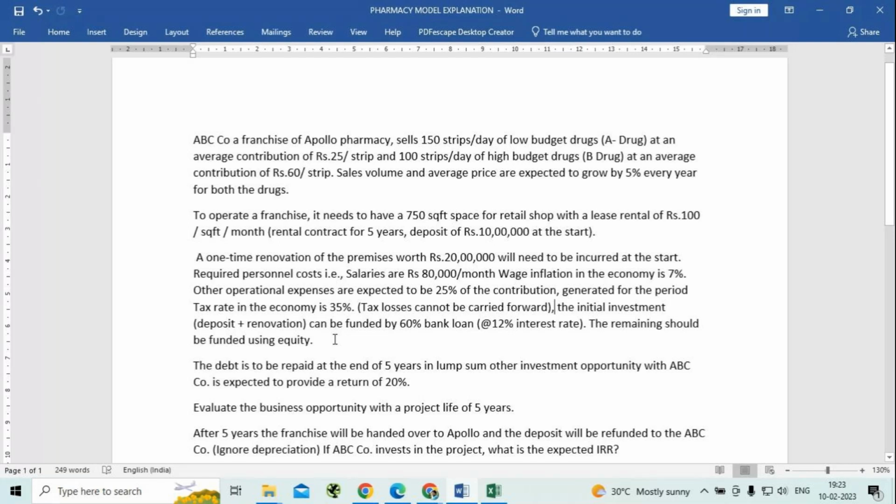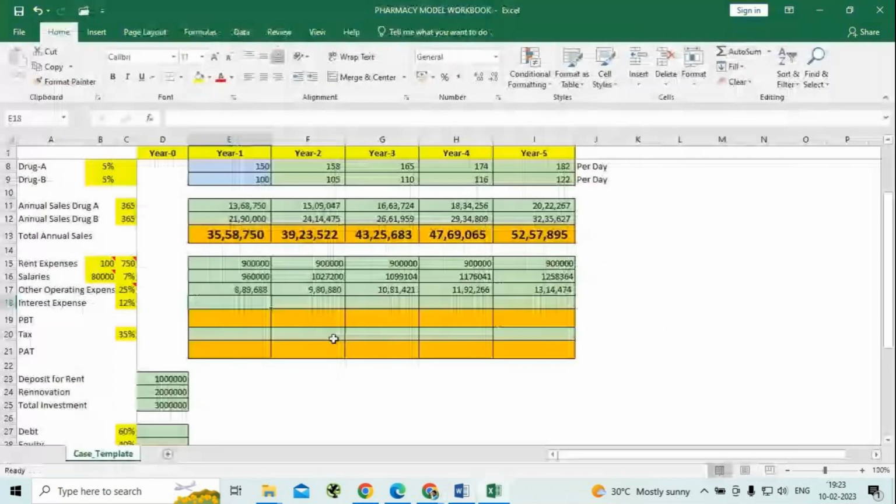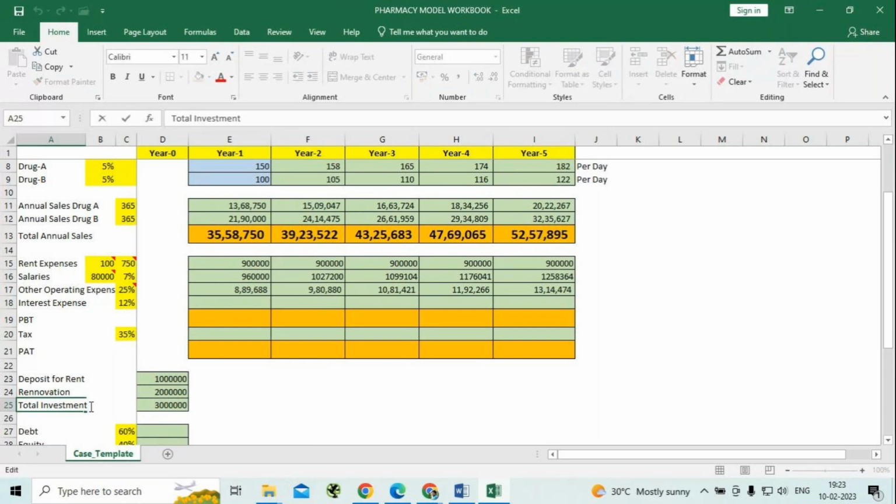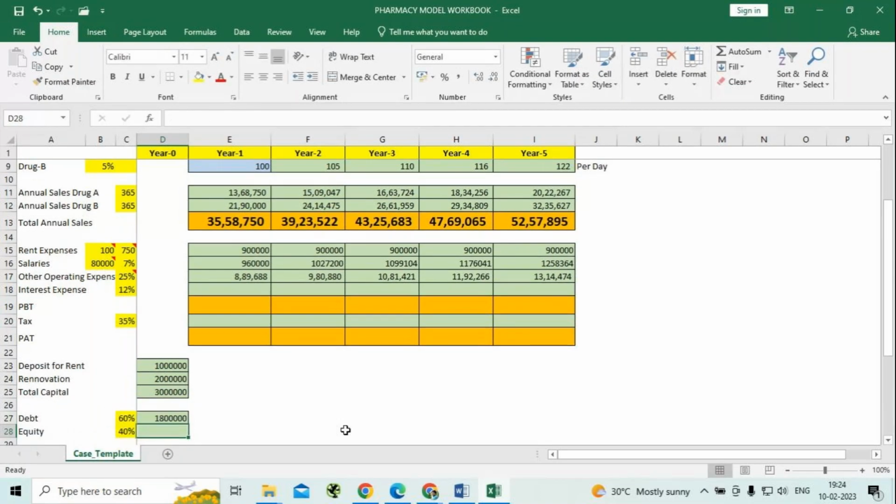So we have taken this deposit of the rent plus the renovation cost. The total capital, so I don't take it as an investment, the total capital is 30 lakhs. On this, 60% of 30 lakhs comes to 18 lakhs, brought through a loan, and the remaining amount is through equity.